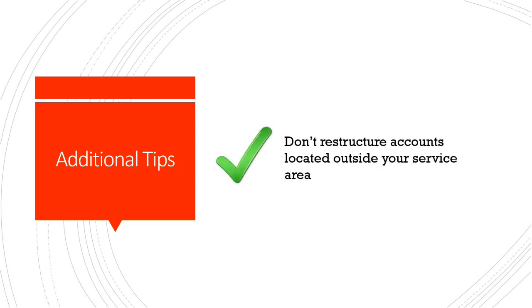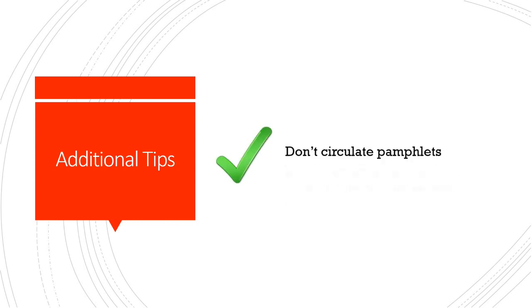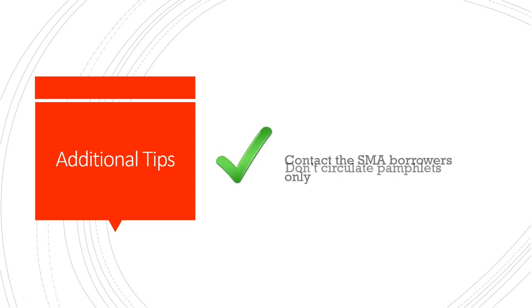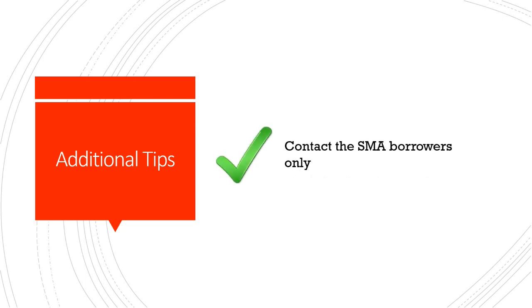Don't restructure accounts located outside your service area. Take permission of your administrative office if you are doing so. Don't circulate pamphlets and give a hype to restructure. You will attract wrong borrowers. Contact the SMA borrowers only. Every bank has a facility for sending bulk SMS. Contact your administrative office and utilize the facility.